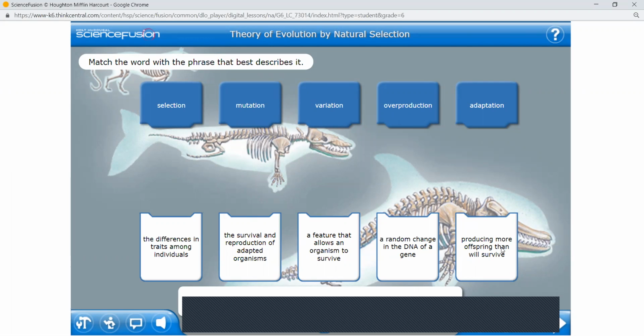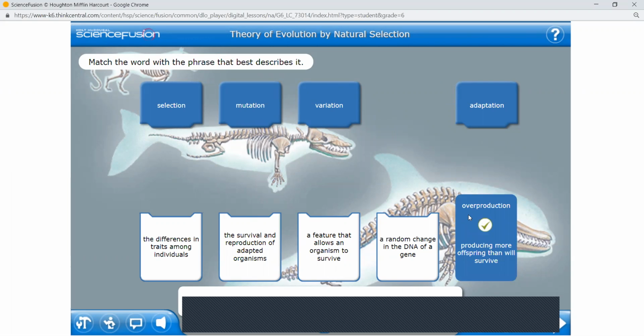Producing more. Is it selection? Is it variation? Is it overproduction or adaptation? Variation? I don't think so. No, it's not. The word overproduction tells us that. Yes, overproduction means producing more offspring than can survive. That is overproduction.